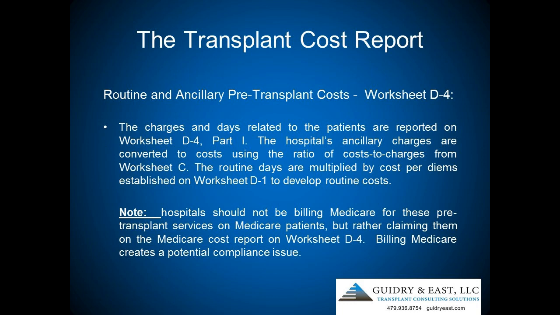So the charges and days related to the patients are reported on worksheet D-4, Part 1. The hospital's ancillary charges are converted to costs using cost-to-charge ratios from worksheet C, and the routine days are multiplied by cost per diems established on worksheet D-1 to develop the routine costs. So essentially, the cost report itself will provide cost-to-charge ratios that can be utilized and provide per diems by nursing floor units, and these can be applied to the compilation of charges and days that have been identified for servicing the patients that were described in the previous slide.